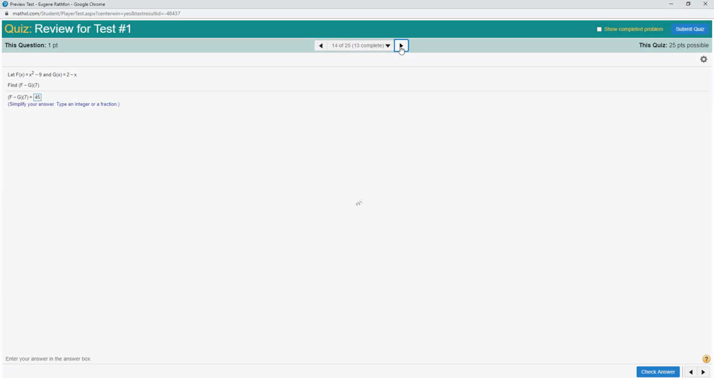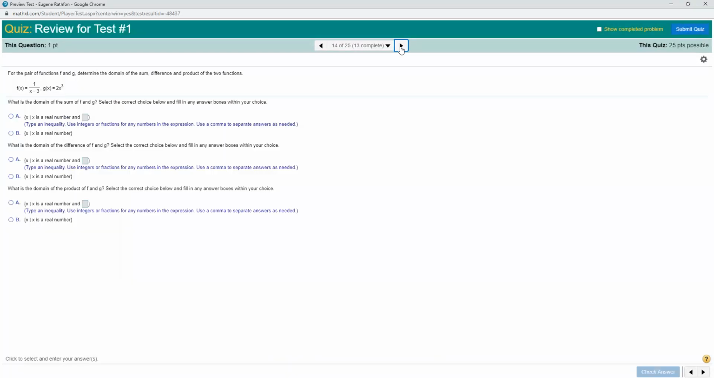And Mr. Eugene, you did say that the previous question, number 12, we could not use the calculator because they did not give us an x value. Right, because it just said find g minus f of x, whereas this one had f minus g of 7, so I was able to put my 7 in. Okay.